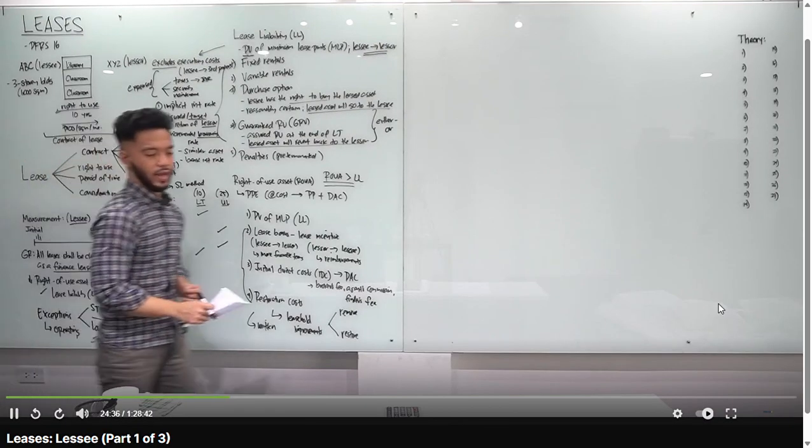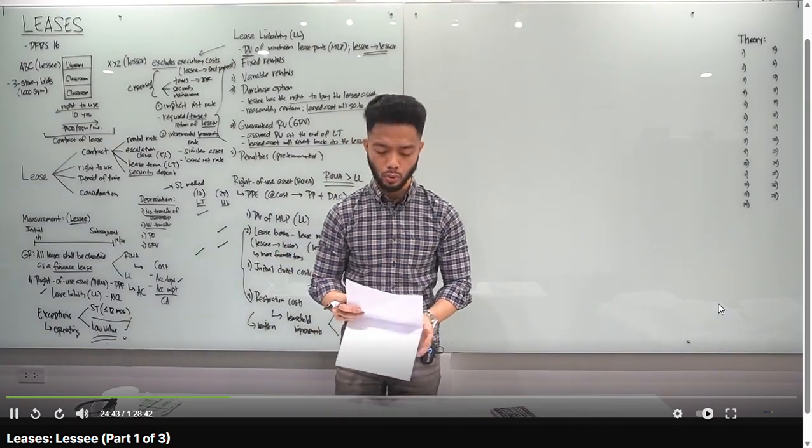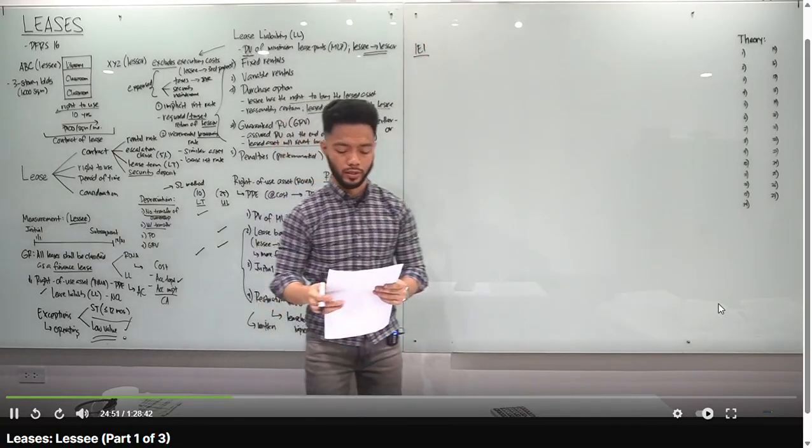Let's apply the concepts by answering our handouts. Let's start with the illustrative examples. So, I prepared different scenarios, and illustrative example number 1 is about lease without transfer of title. Basically, the requirement sa ating class is to prepare the journal entries. Now, let's take a look at the given.